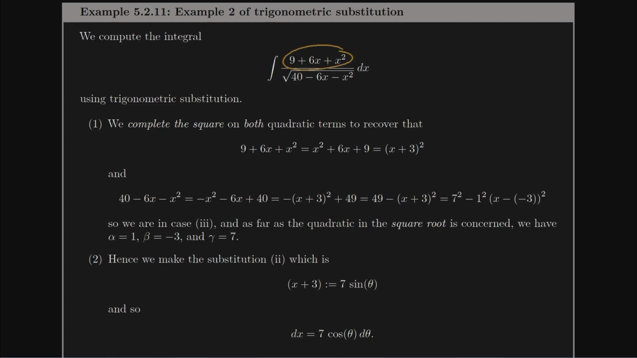And when we complete the square on the top, what are we going to get? We just end up with x plus 3 squared, because it is a perfect square. When we complete the square on the bottom, we have to go through a little bit of extra work, but we end up with negative x plus 3 squared plus 49.